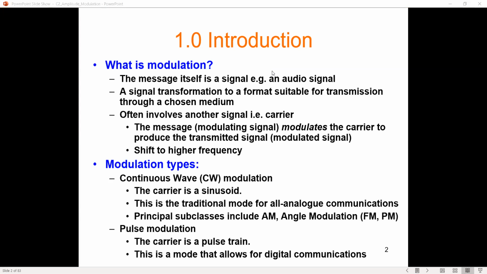And pulse modulation is when our carrier is not sine, but it's a pulse string. You can imagine it's like a series of square waves. So in this case, our produced modulated signal will also be in pulses, 1s and 0s, and this is for digital modulation.